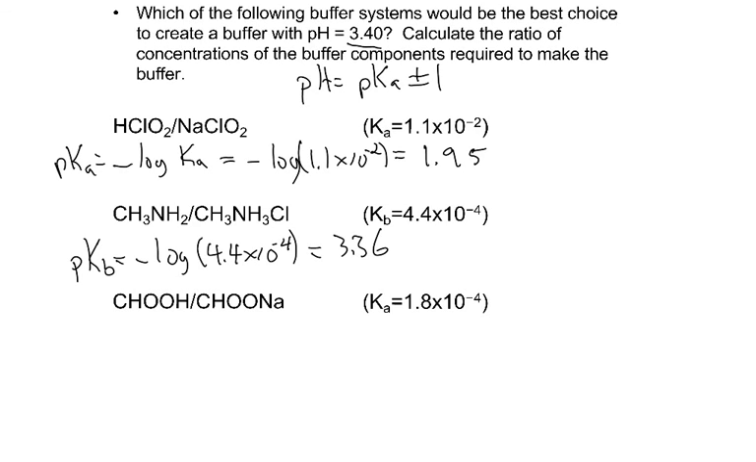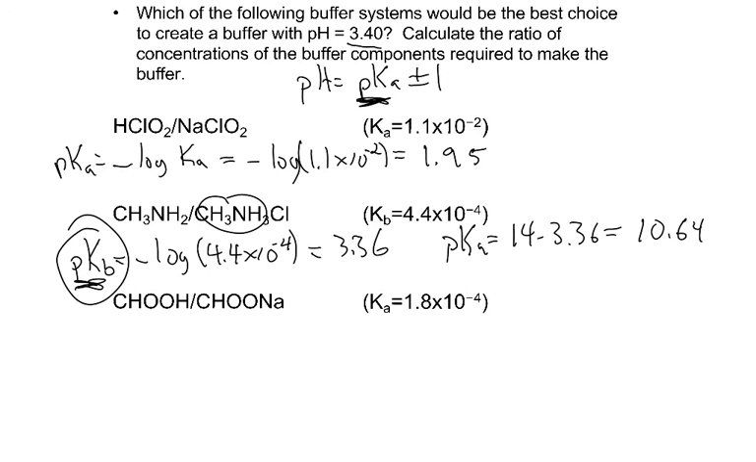At first blush, that looks pretty good. But again, this is the Kb. I need the Ka of this guy. And so the pKa is going to be 14 minus 3.36, which is 10.64. So that's no good, right? Again, I need the pKa of the conjugate acid in the buffer, not the pKb.